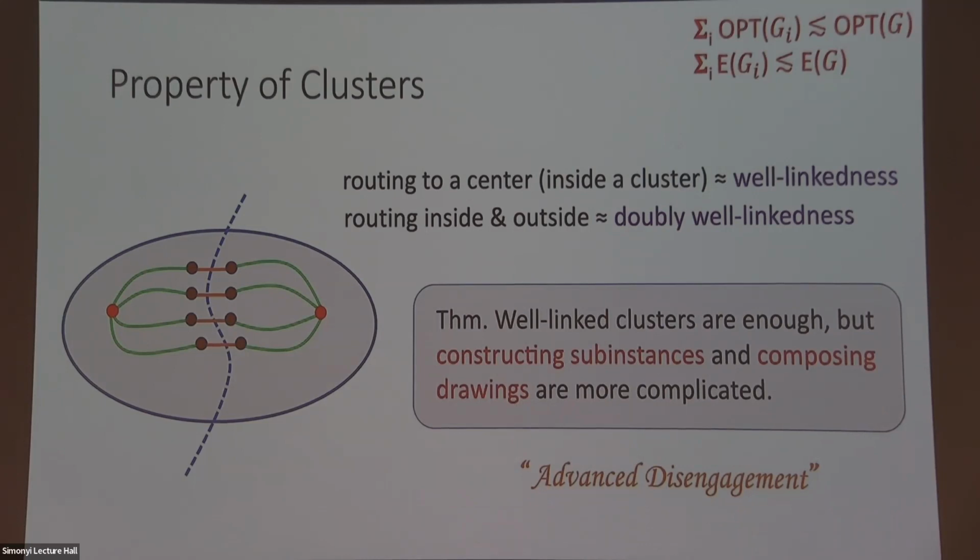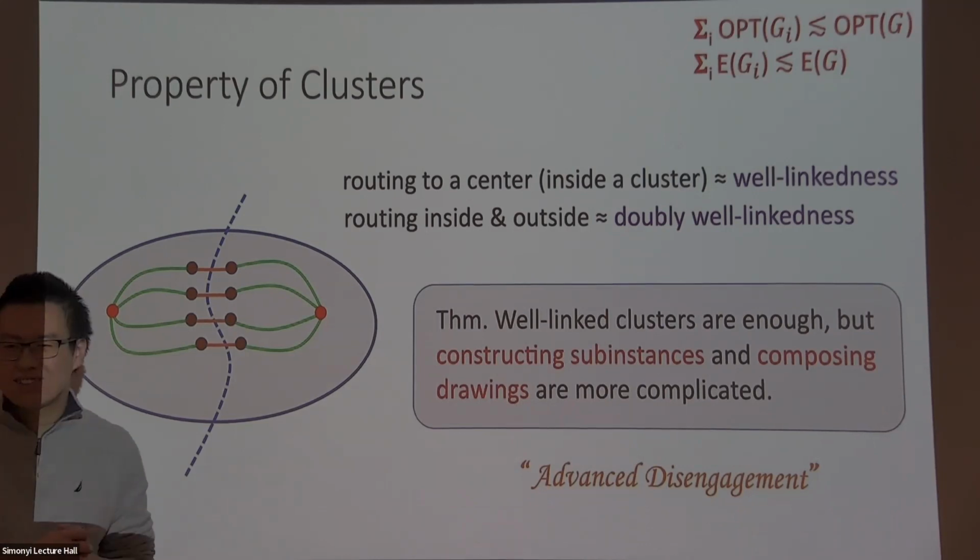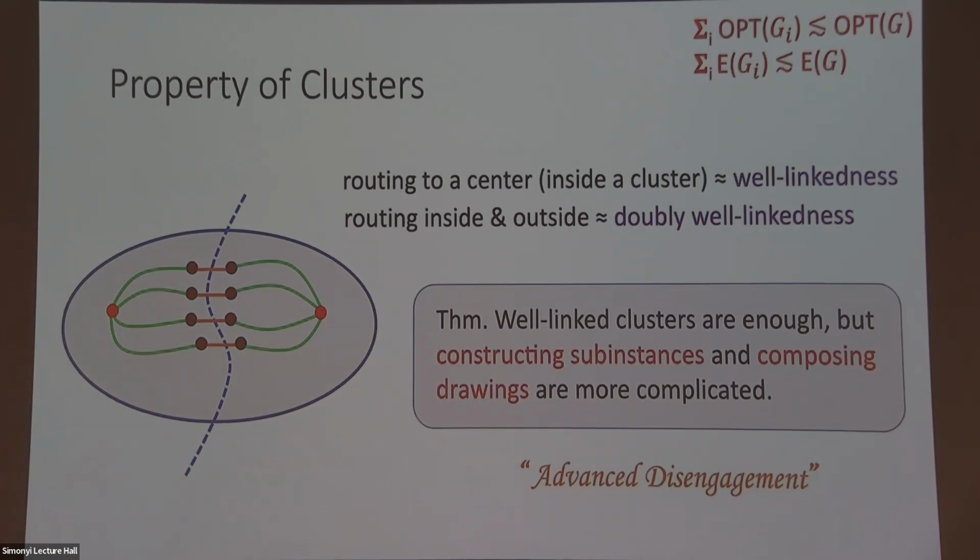What we can show is that well-linkedness actually is enough. We do not really need doubly well-linkedness to carry out the whole plan. But it comes at a cost.